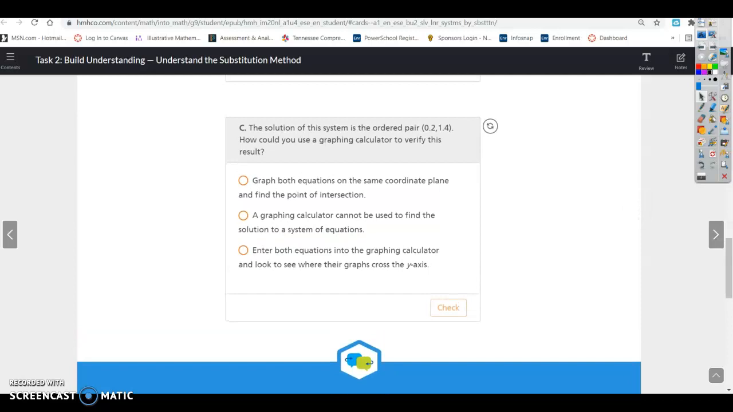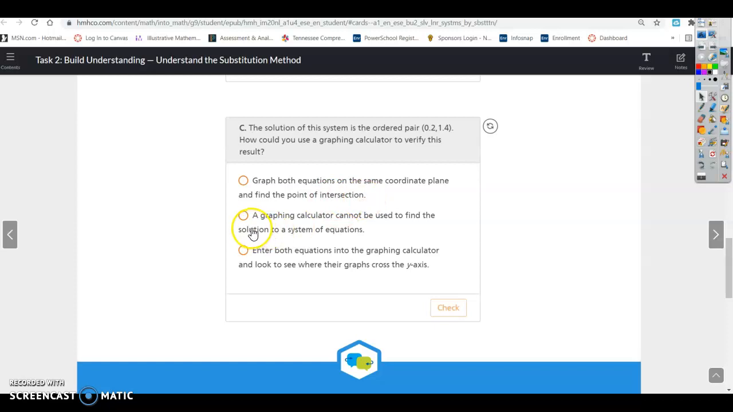All right, so the solution of this system is the ordered pair 0.2 and 1.4. So that's your x and your y value. How could you use a graphing calculator to verify the results? All right, remember when we graphed the system of equations, we had to find the intersection point. So let's see what it says. Graph both equations on the same coordinate plane and find the point of intersection.